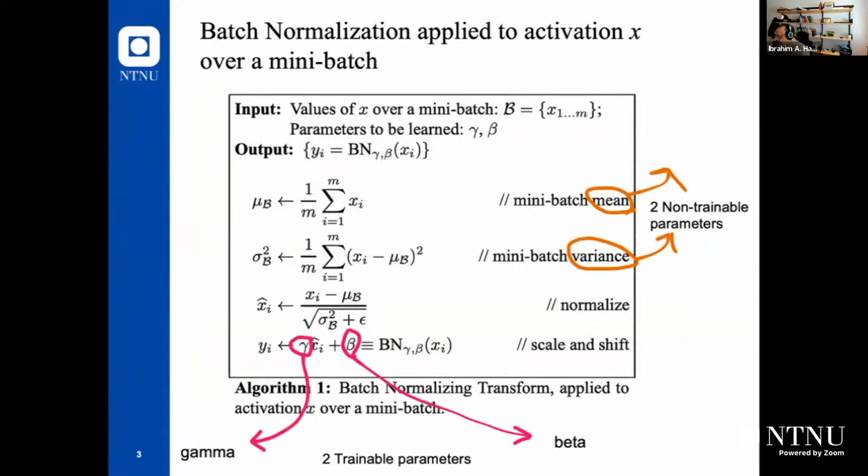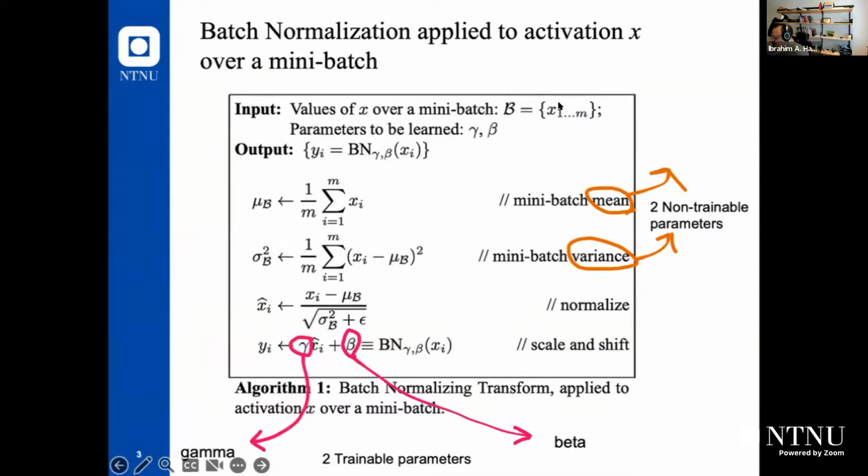So batch normalization is applied to activation X over a mini batch. These are the steps. We calculate the X values from the activation. After the activation function, we have those Y values, which we will call X values here. Over a mini batch, if the mini batch size is M, the input will be the values of X over a mini batch, so X1 until Xm.